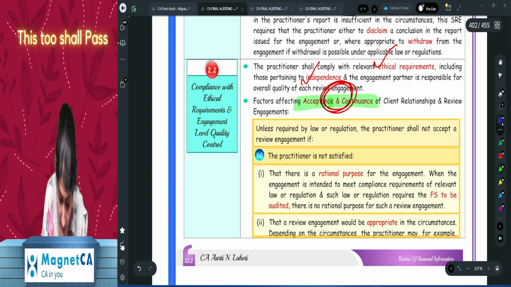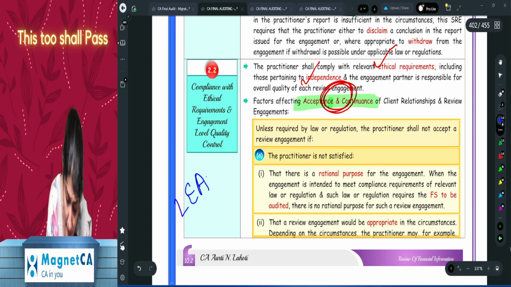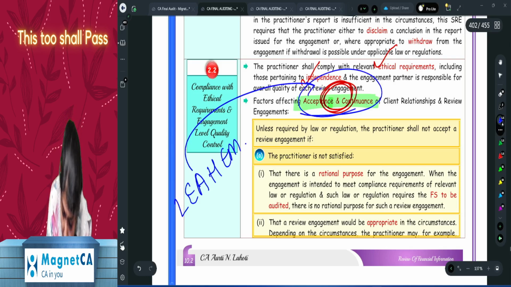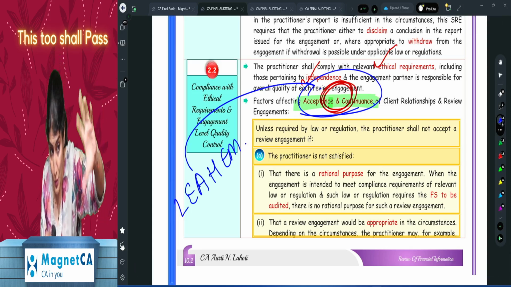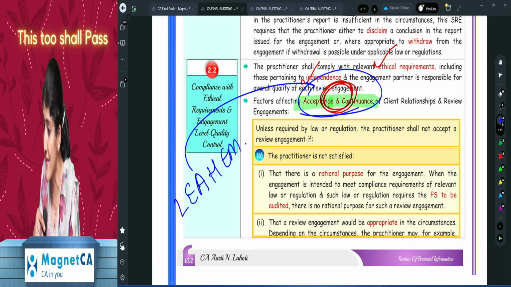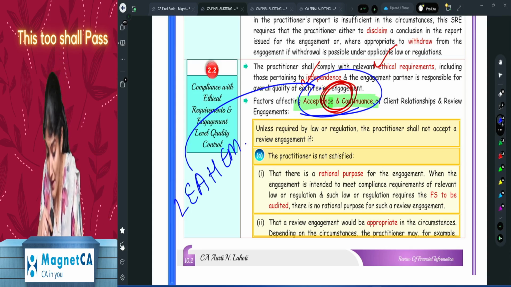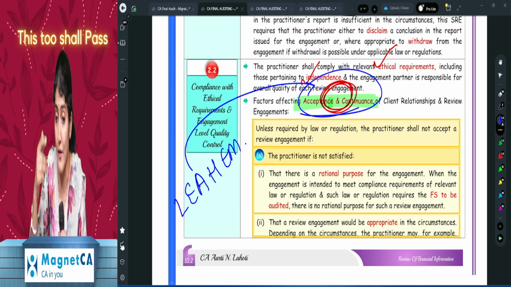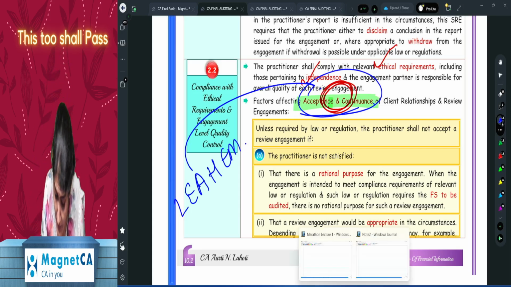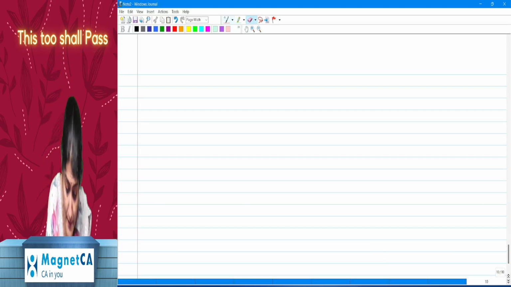SQC 1. In SQC 1, LEAHEM. What was A? Acceptance and continuance of client relationship, right? So there is a reason why I took those standards before coming to these 10 standards which I had to discuss with you. So, acceptance and continuance of the client relationship and the review engagement. Do you remember the points of SQC 1 for acceptance and continuance of the client relationship?